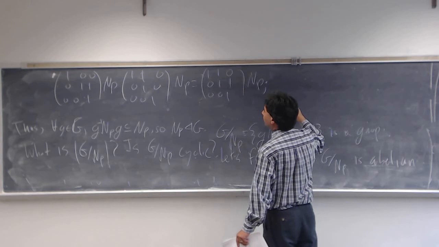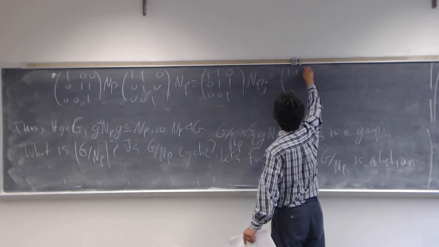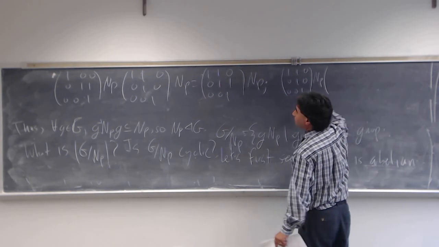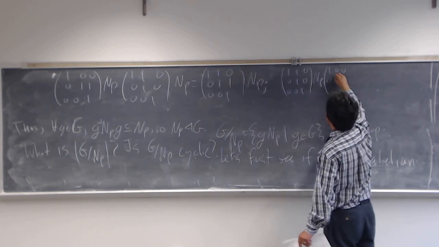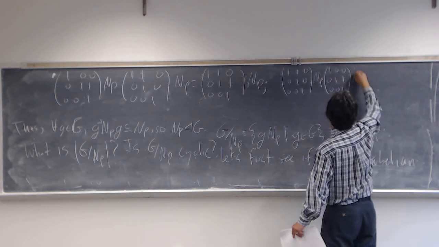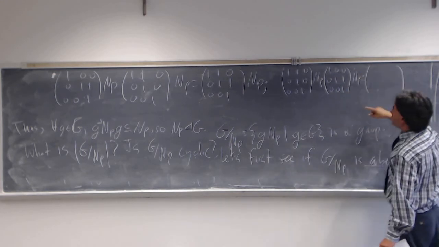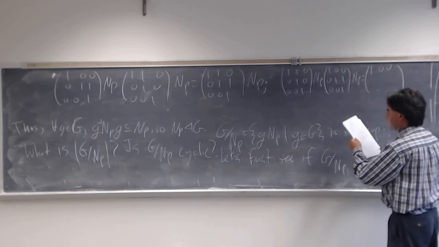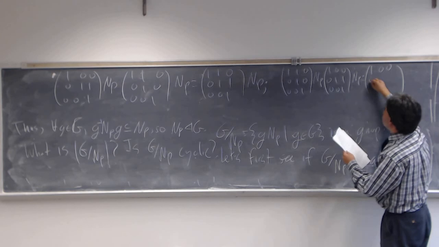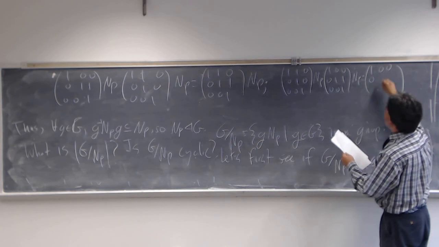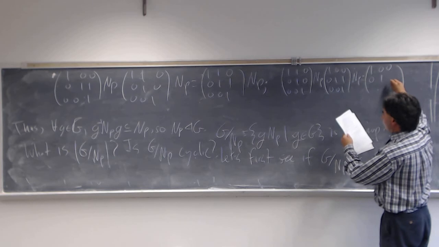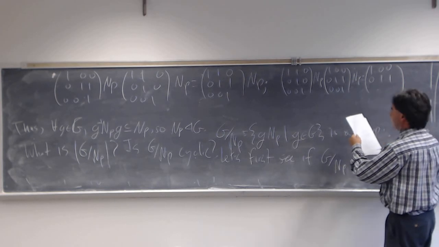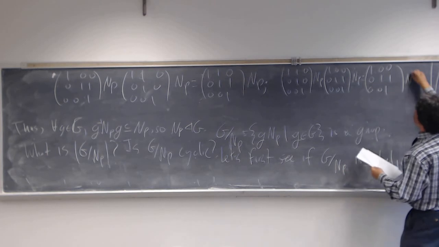And then the other way, let's look at if we multiply in reverse. We would get the coset determined by a 1, 0, 0, 0, 1, 1, and then 0, 0, 0, 0, 0, 1.